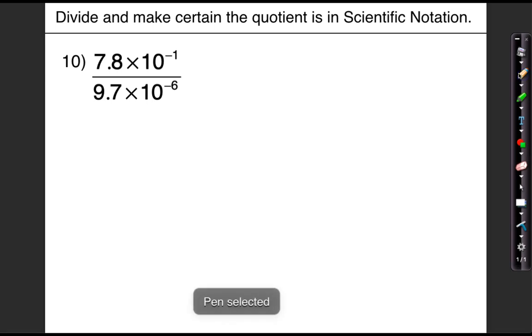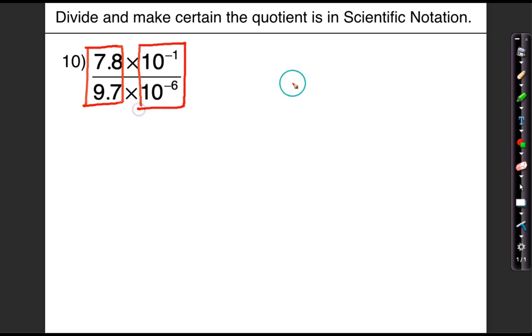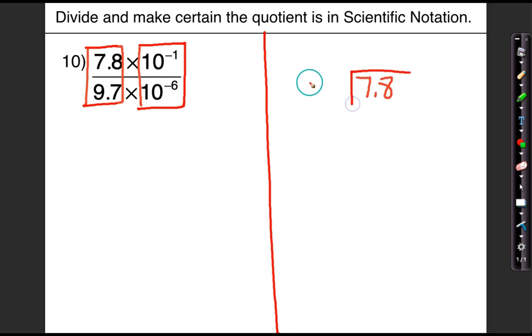Okay, so let's see how well we did. So hopefully you went ahead and grouped the coefficients with one another and you grouped the exponents to one another. I'm going to go ahead and simplify by dividing, so 7.8 divided by 9.7. When we're dividing by decimals, it's important to first turn them into whole numbers, so 1 to the right to make it a whole number, 1 to the right, because we got to do the same to both sides. So, can 97 go into 7? Nope, so we're going to put a 0. Can 97 go into 78?